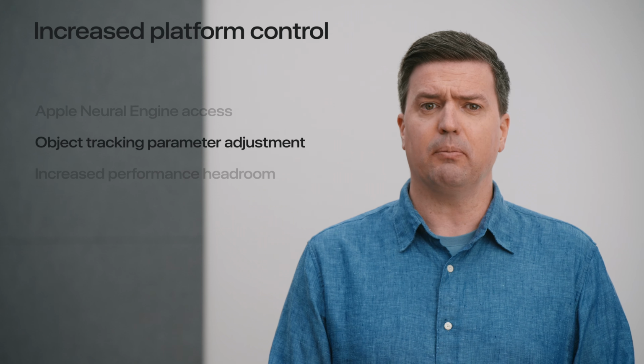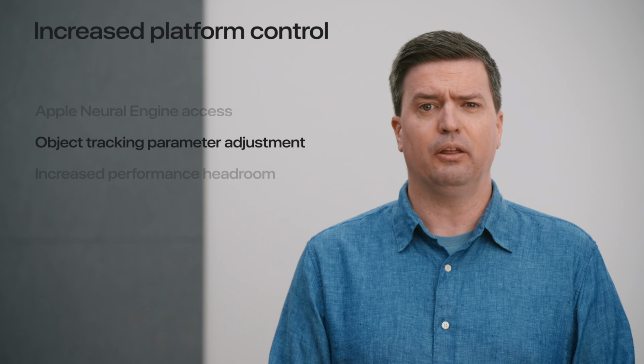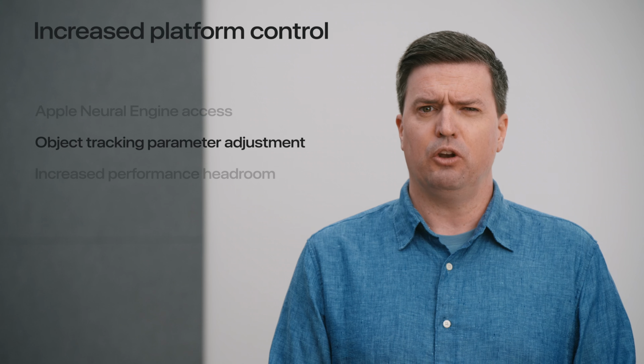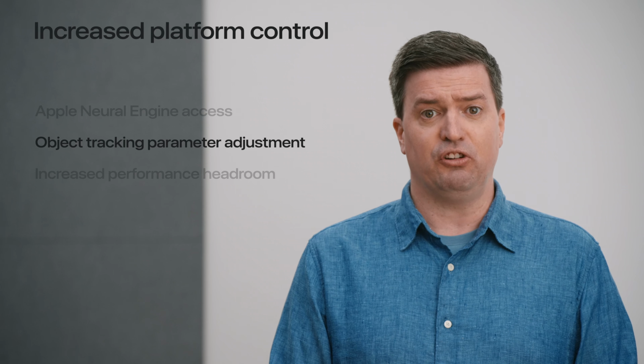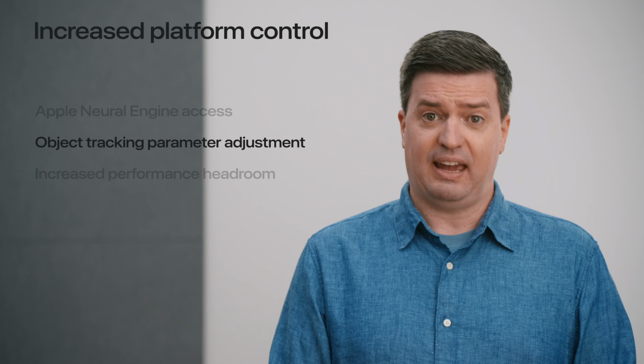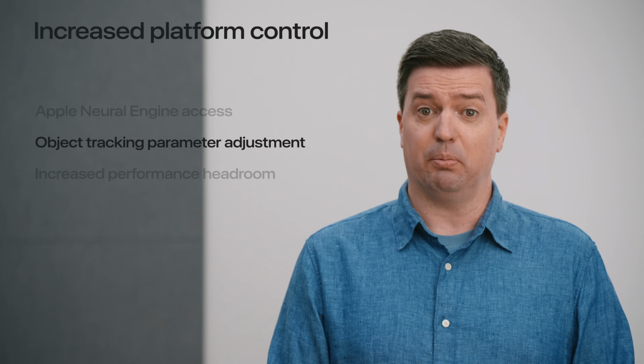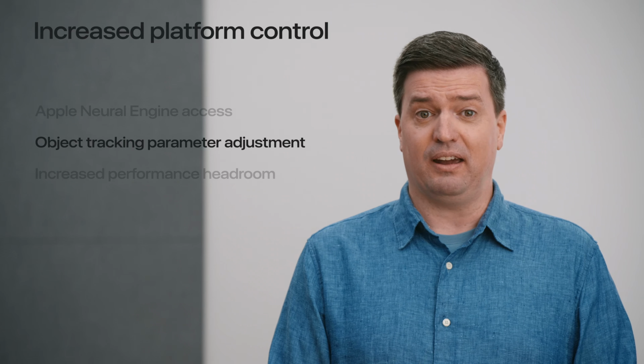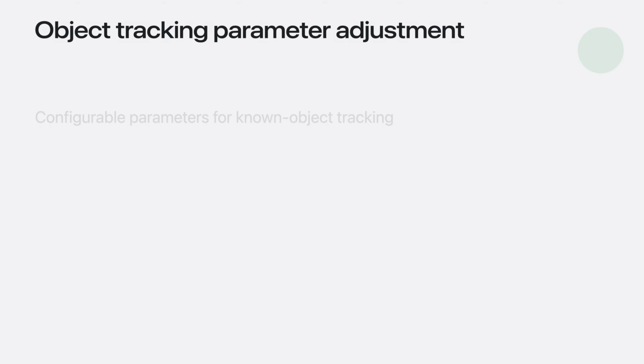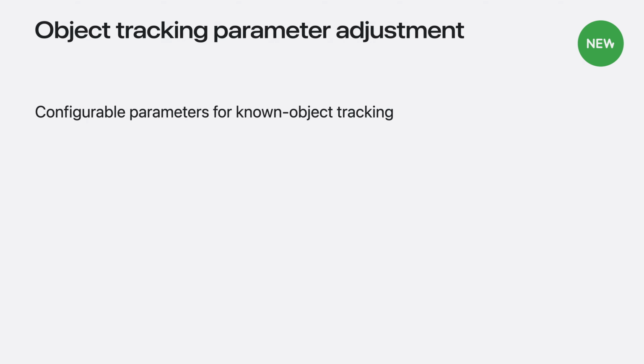Next up, let's talk about enhanced known object tracking through parameter adjustment. Known object tracking is a new feature in visionOS 2.0, allowing apps to have specific reference objects built into their project that they can then detect and track within their viewing area.